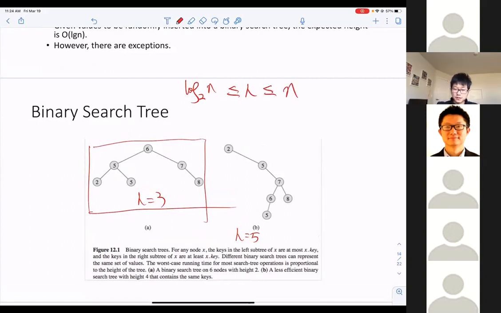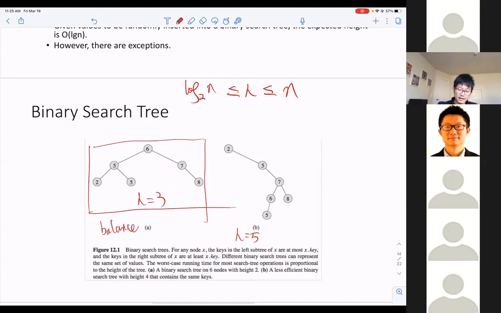Okay, so the relationship between the height of the tree is this. h is larger than or equal to log base 2 of n, whereas less than or equal to n, where n is the number of nodes. So when the tree is balanced, meaning that on the left hand side and on the right hand side we have a similar amount of nodes, we call this balanced.